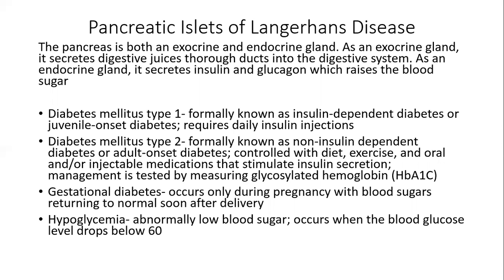Gestational diabetes occurs only during pregnancy, with blood sugars returning to normal soon after delivery. And hypoglycemia is abnormally low blood sugar. It occurs when the blood glucose level drops below 60.